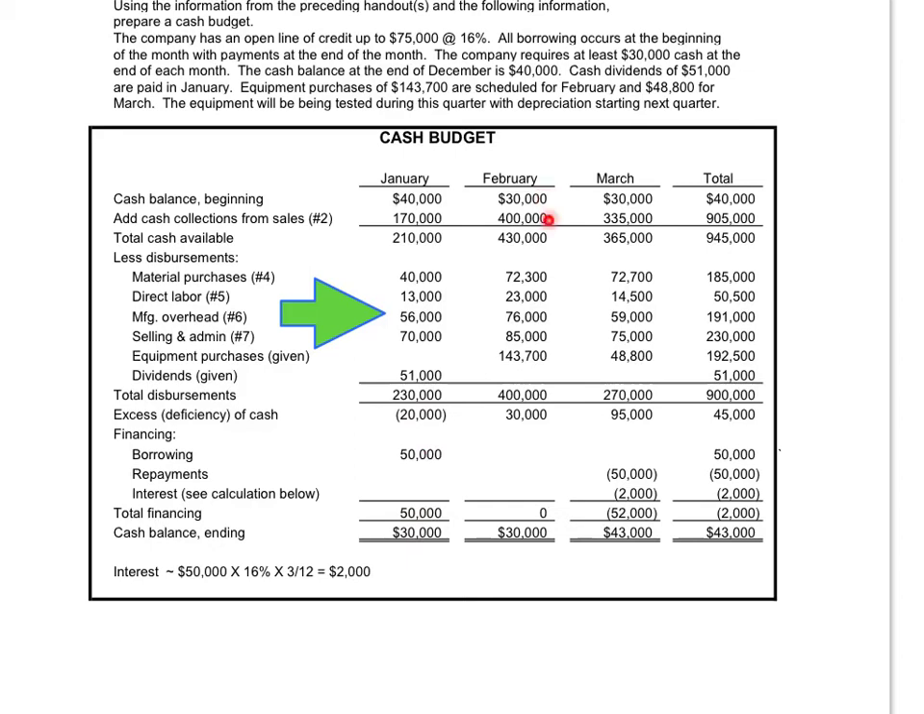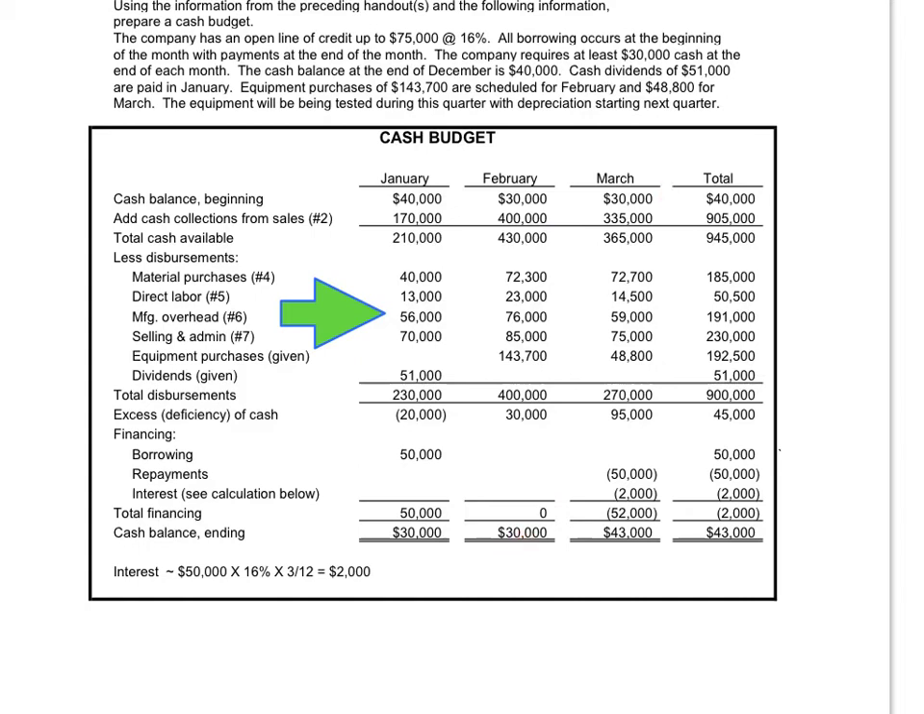We already had our cash collections. Total cash available, 430. We've already summed all these up, so we know our total disbursements are 400,000. 430 minus 400 gives us 30,000. Perfect. That's exactly the number that we want. So there are no borrowings, repayments, or interest. So our total financing is 0. 30 plus financing is 30. Again, the ending balance of February becomes the beginning balance of March.